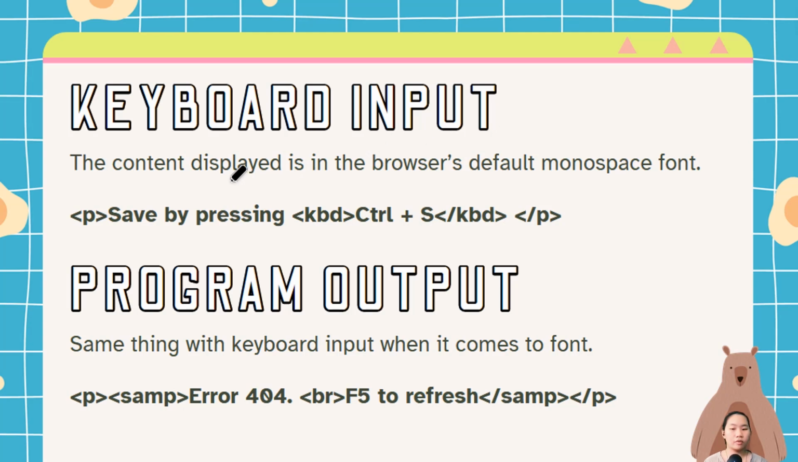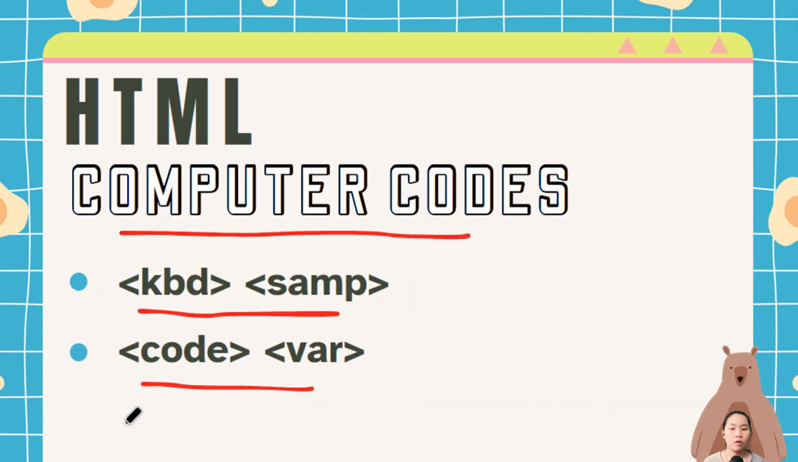Keyboard input will display content, the keyboard input. Well, not the user's keyboard input, but the keyboard input that you want the user to type in, in case of something happening. And it is displayed in the browser's default monospace font, obviously. You can certainly change this with inline, internal, or external CSS. And this monospace font is the same with kbd, samp, code, and var. They are the same in that regard.